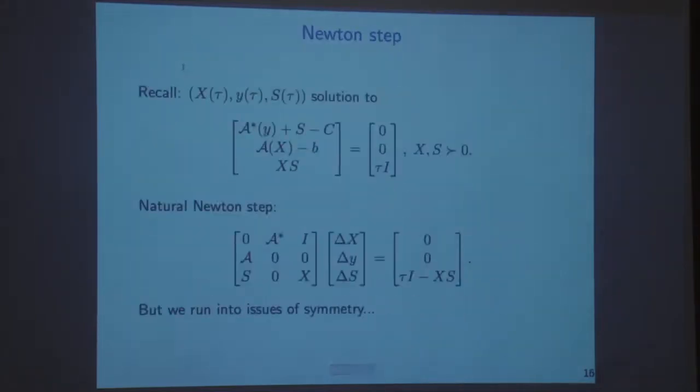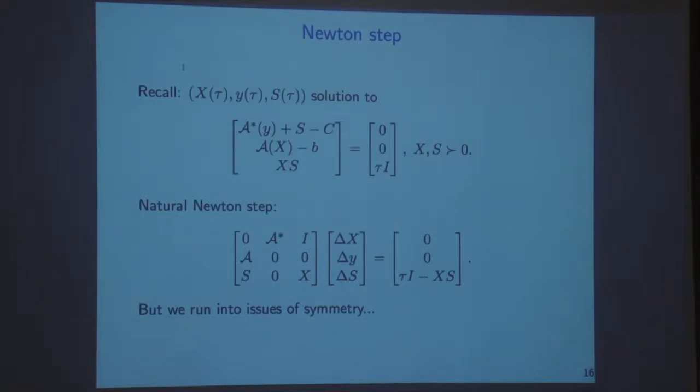All right, so let me spend a little bit of time on the subtle point here of the Newton step, okay? And the Newton step leads to something called the Nesterov-Todd directions. So the Newton step, once again, the name of the game is we want to solve that system of equations, okay?